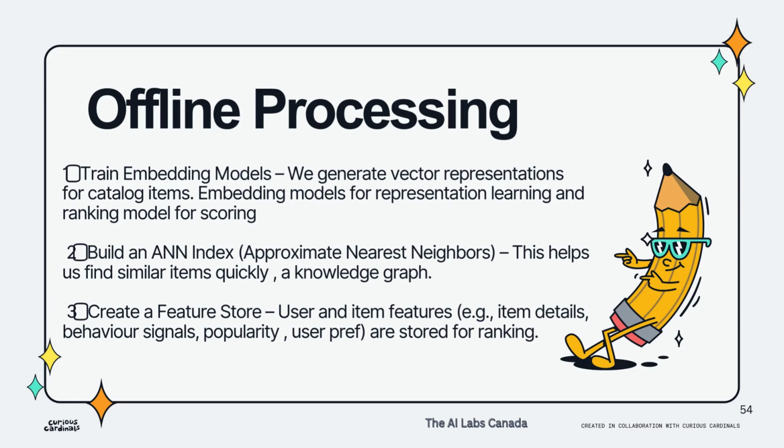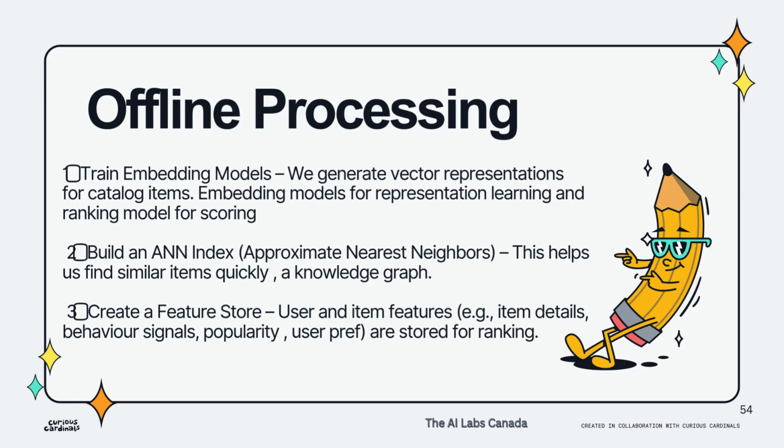In terms of the processing side, there is offline processing and online processing on the y-axis. Offline processing is also like batch processing. So what we are trying to do here is to train the models. So we generate vector representations from catalog models for embedding models and ranking model for scoring. Then we build an ANN. So it's not artificial neural network, but it's more like approximate nearest neighbor. So this helps us find similar items quickly and then create a feature store.